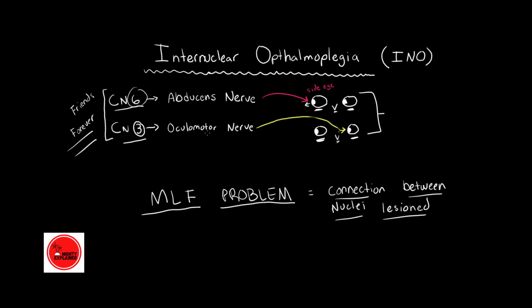Cranial nerve number 6 and 3, because 6 innervates the lateral rectus to look laterally, and 3 innervates the medial rectus to look medially, or towards the midline. All right, so the connection between these two is called the MLF, or the medial longitudinal fasciculus. If there's a problem with that, if it's lesioned, then you have an internuclear ophthalmoplegia. Internuclear, the two nuclei 6 and 3, ophthalmoplegia, eye problem. All right, let's move on.